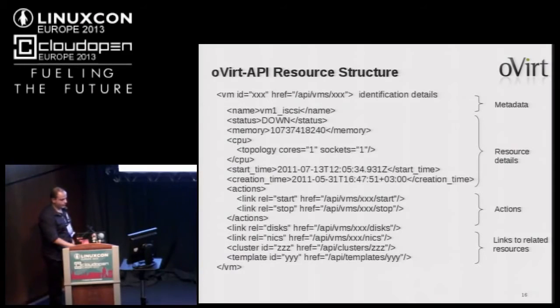And as a result, you get the resource. Here, I put it in XML format. So you have the metadata of the resource, the details on the resource. Here it is the VM, so the name of the VM, the status of the VM, memory, CPUs, when it was started, etc. And the actions that are available on this resource, on this VM, and links to other resources. For example, the VM has disks, so you can access the specific disks of this VM, so it's a link to another resource. Or the NICs of the VM, the cluster that the VM is part of, etc.